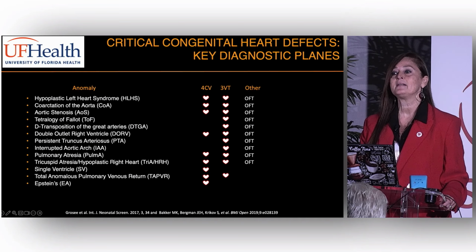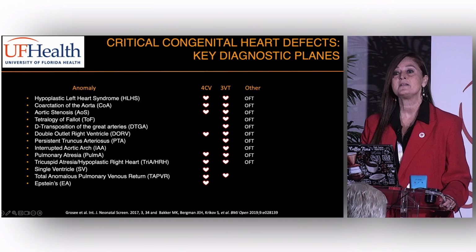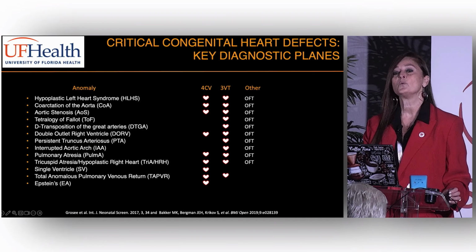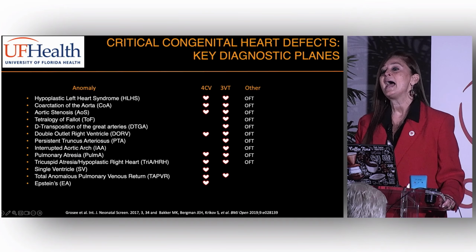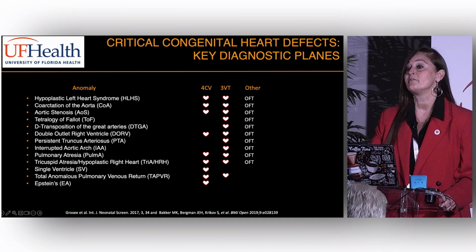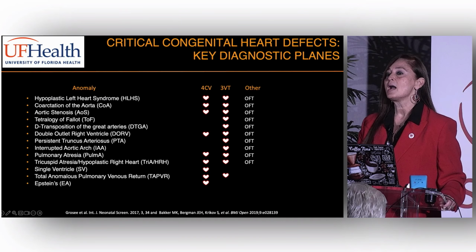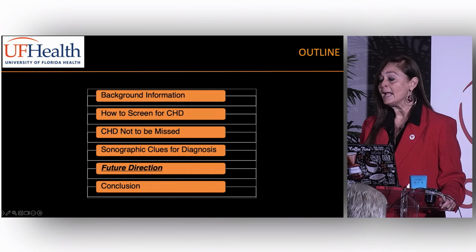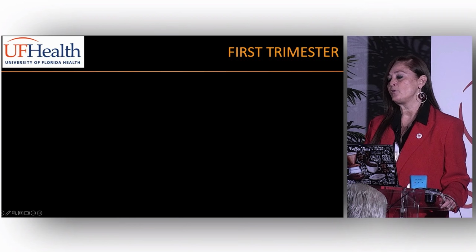This is just a table that has the critical congenital heart defects. It highlights where the clues are at the four-chamber view, at the 3-vessel trachea view, and of course, the outflow tracts are very important. If you are not comfortable getting the outflow tracts, you have sufficient clues from just the 4-chamber and 3-vessel trachea view. Next, where are we going in the future?